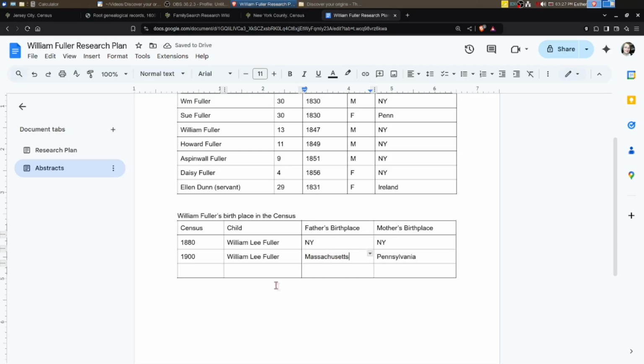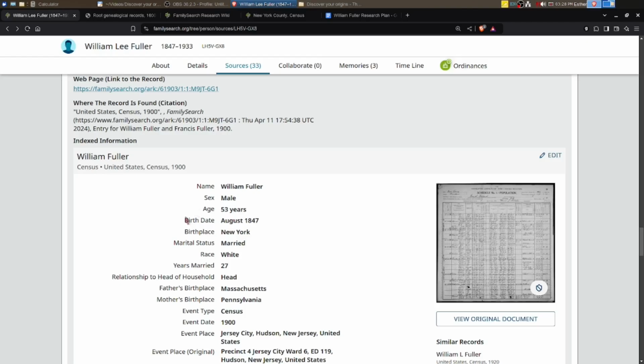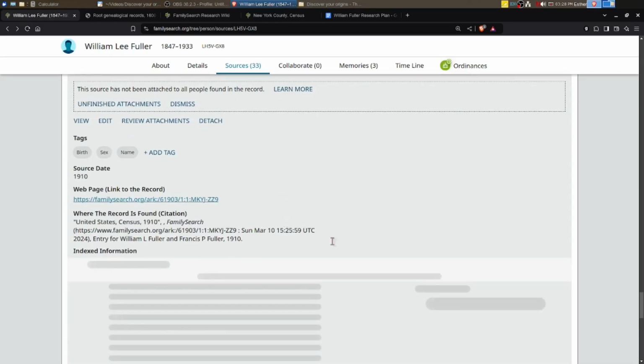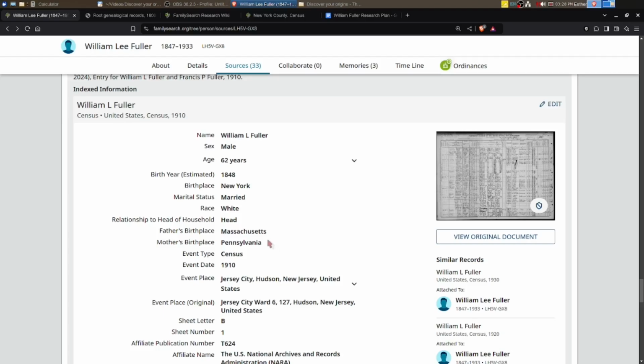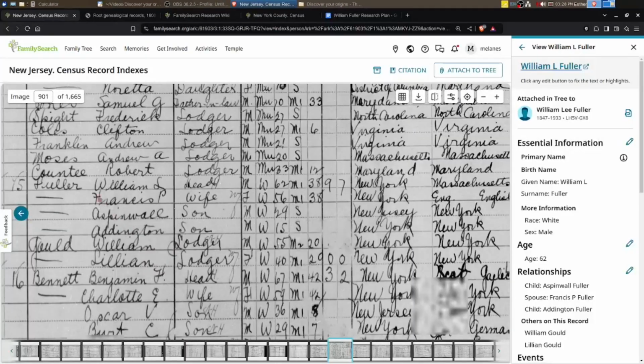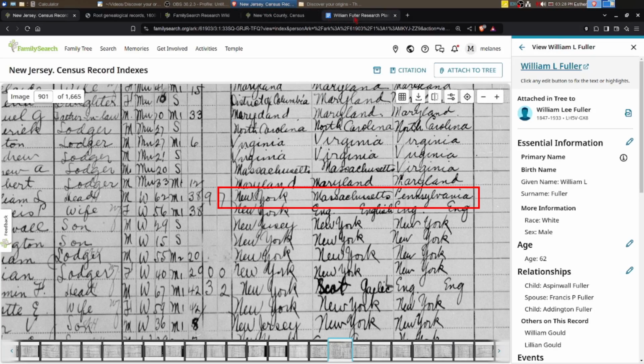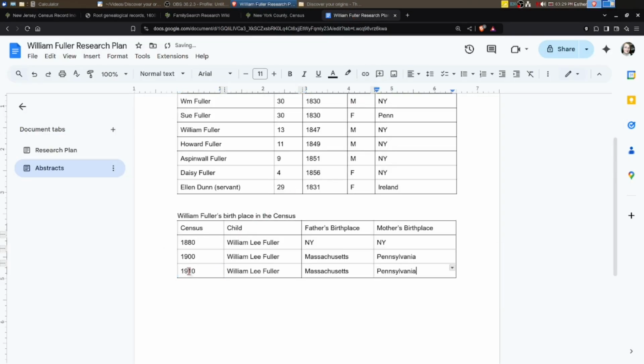Okay, so we're going to keep going and we're just going to create this table. This is going to help us see where we need to focus our energy, like I said. So we're going to do it for each child. All right, so I hope that makes sense. We've got the 1900. Let's see, is he in the 1910? Yes, he is. Father's birthplace in Massachusetts. Okay, here's William Fuller again. And it says Massachusetts and Pennsylvania. It's interesting. Okay. We'll continue to build out this table. So that's one of the tasks that you can do, Joshua, is fill out this table.